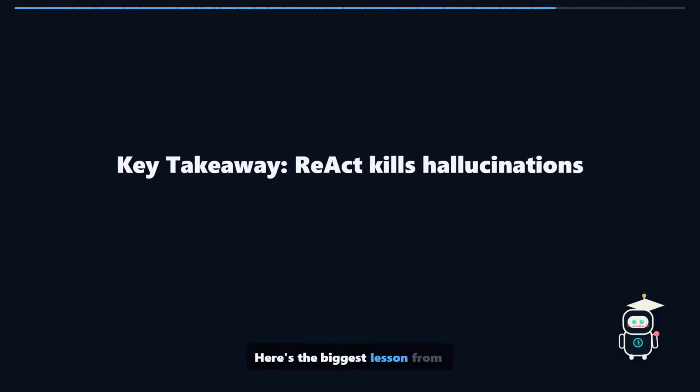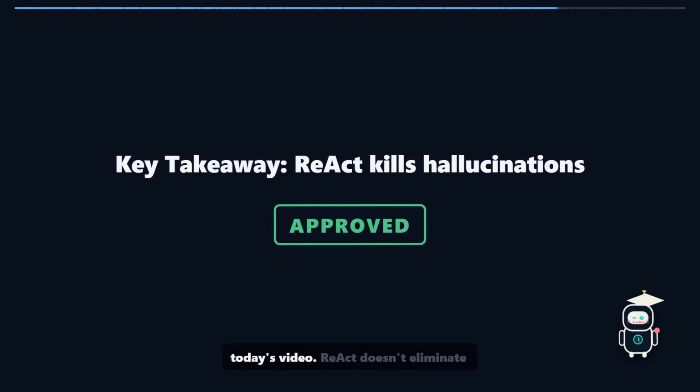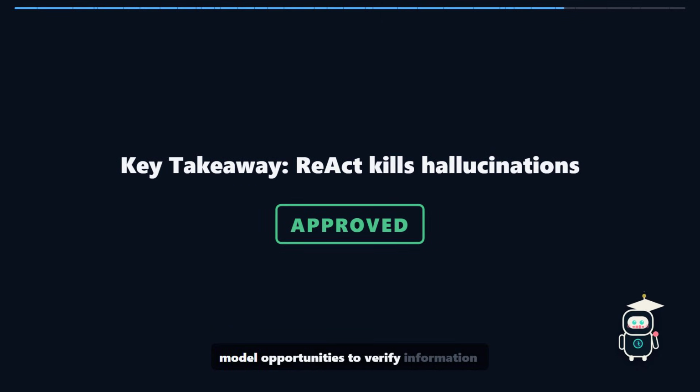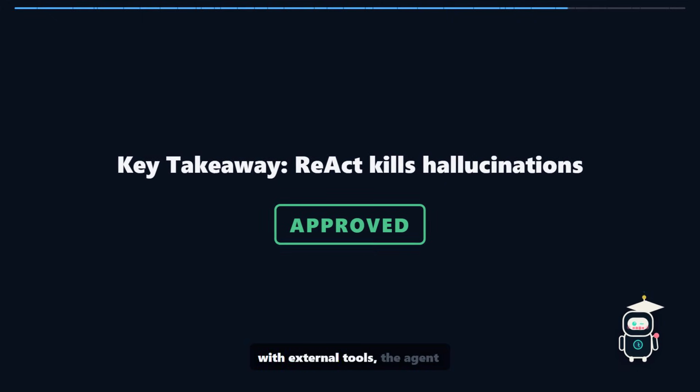Here's the biggest lesson from today's video. ReAct doesn't eliminate hallucinations, and it doesn't magically make every answer correct. What it does is give the model opportunities to verify information before responding. By combining reasoning with external tools, the agent spends less time guessing and more time working from real evidence. That's a major step toward building AI systems that people can trust.